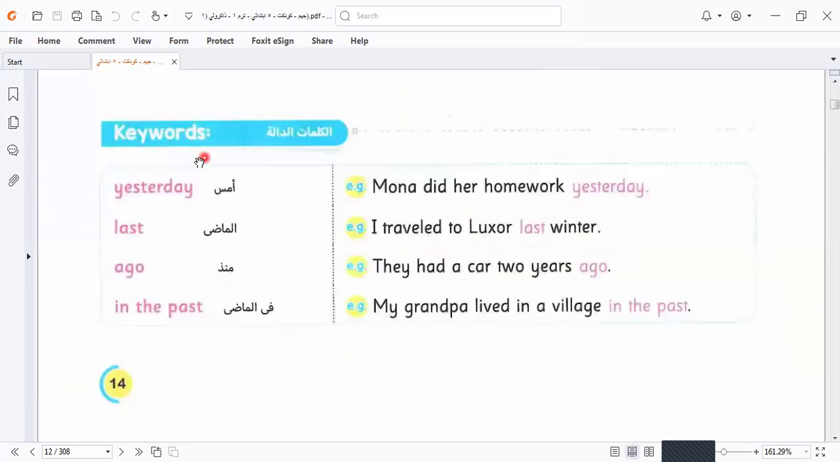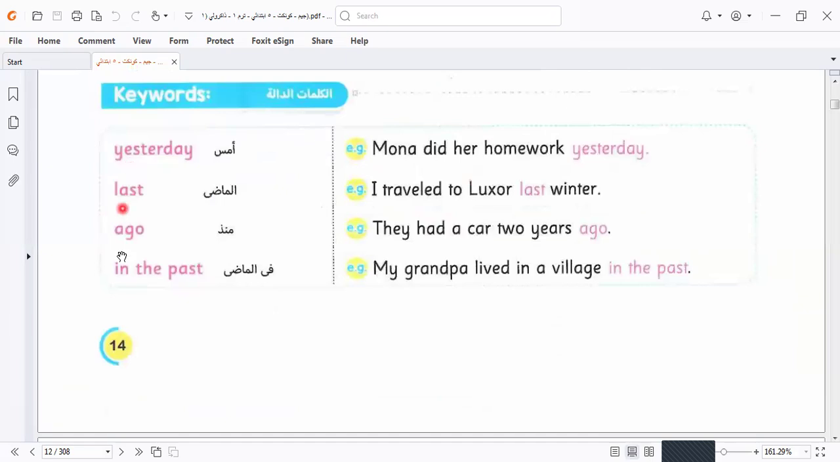What are the keywords related to this tense? It will be yesterday, last, ago, in the past. Okay.